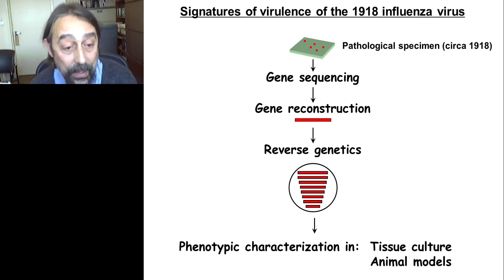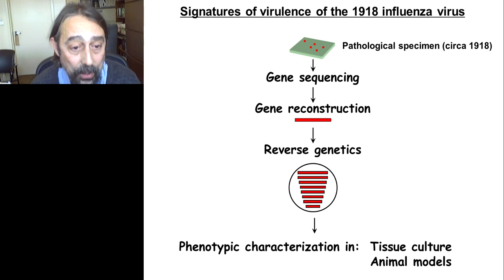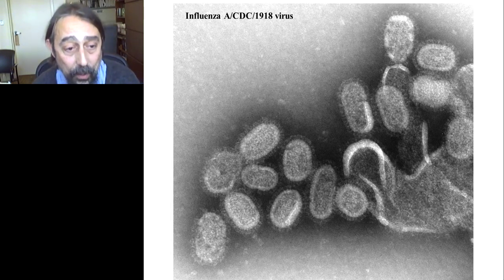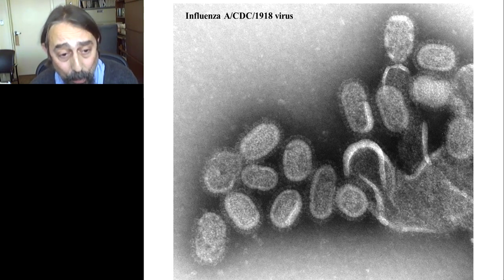And now, having this virus reconstructed, we can characterize what are the unique characteristics of this virus, both in tissue culture and in animal models. So the virus was reconstructed, and this is a picture of the virus by electron micrograph. And by the picture, you cannot see that this virus could be inducing a very severe infection. Neither the sequence, so any sequence that we know of at this time, was responsible for severe infection with influenza virus, but this virus is very highly pathogenic.